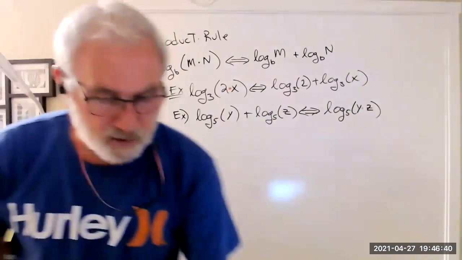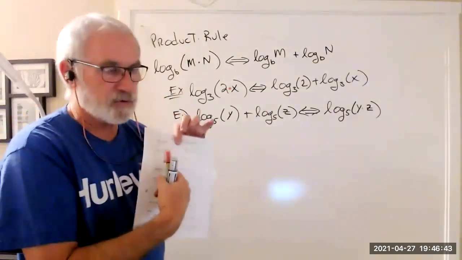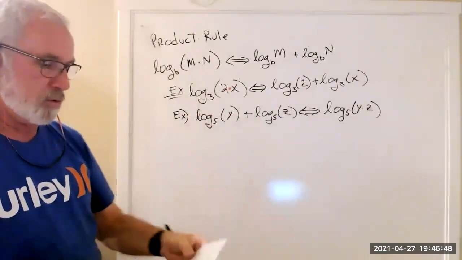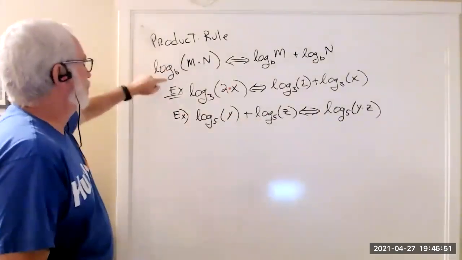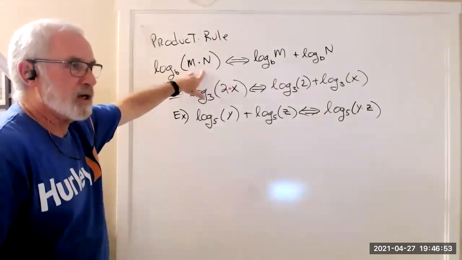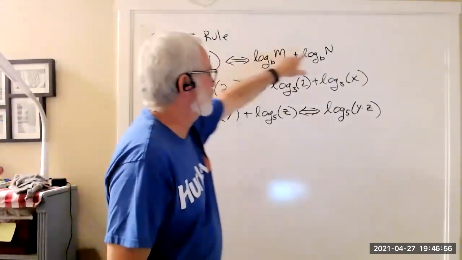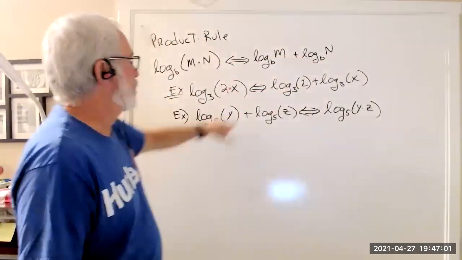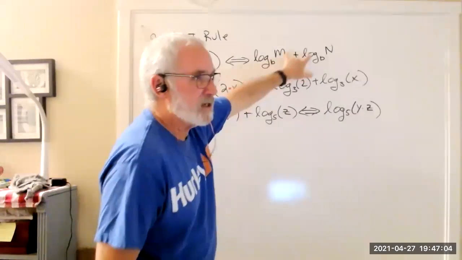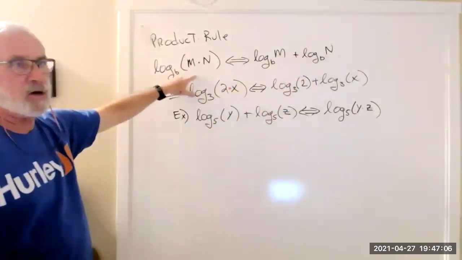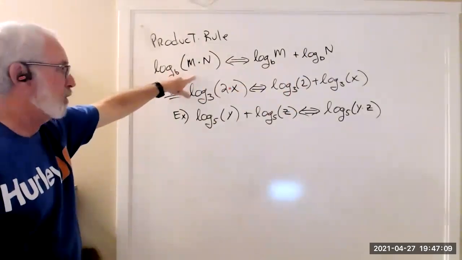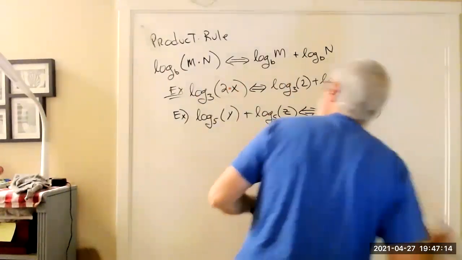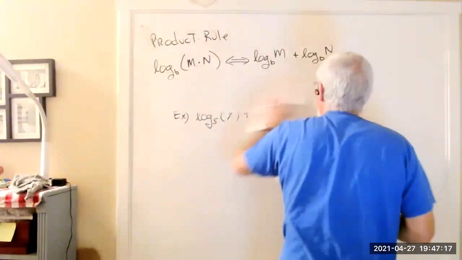This handout has more examples on it for the product rule. The log of two things multiplying can be expanded into two separate logs adding, or the log of two separate things adding can be condensed into a single log of two things multiplying. All right, that was the product rule.